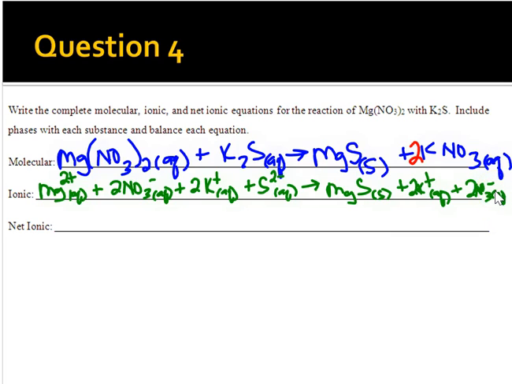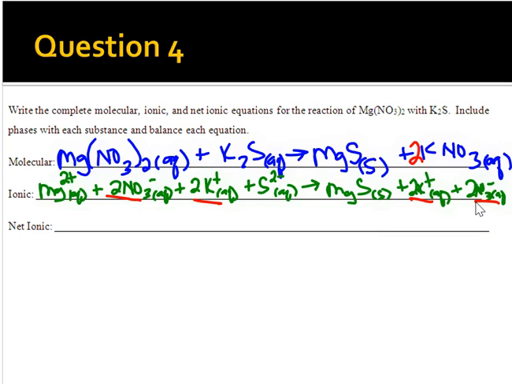Now, you'll notice in the ionic equation that there's actually 2 ions that don't do anything in the reaction. And those 2 ions are the potassium ion and the nitrate ion. Okay, so right here, nitrate and potassium, they're also on this side as well. So remember, we call those spectator ions because they don't do anything.